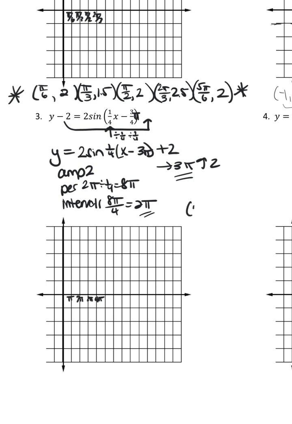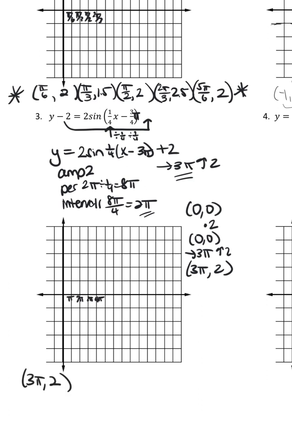So this is sine, starts at 0, 0. I'm going to dilate, multiply your y by your a value. It's still 0, 0. And then translate. Right 3 pi, 3 pi to the right, and then up 2 would tell me that my first point is at 3 pi, comma 2. So that's here, my k value being up 2.